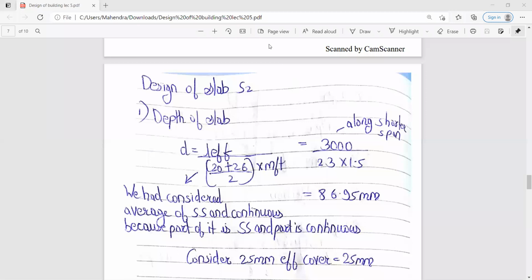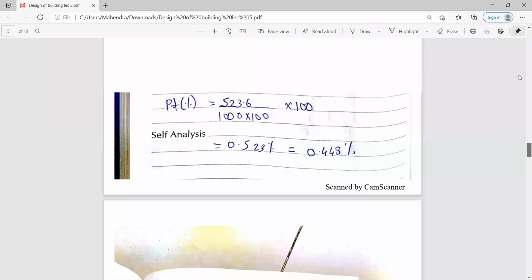Okay, now we'll start with the design of slab S2. For slab S2, we have to consider the average for simply supported as well as continuous, because half of the part is simply supported and the other half is continuous. See your plan for slab S2.